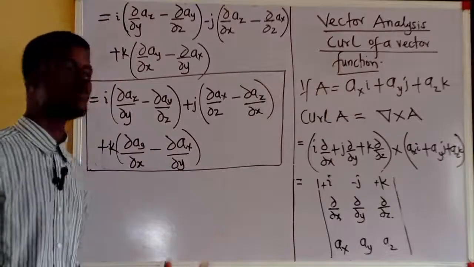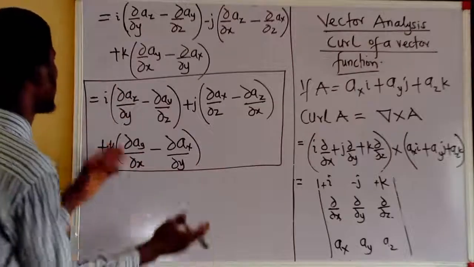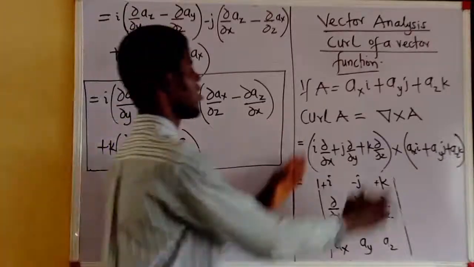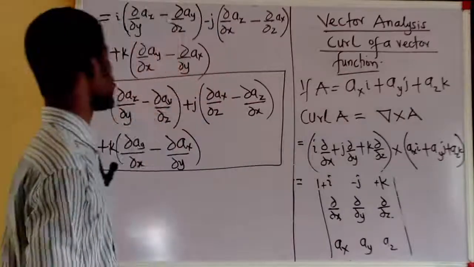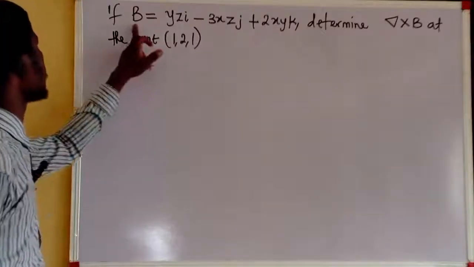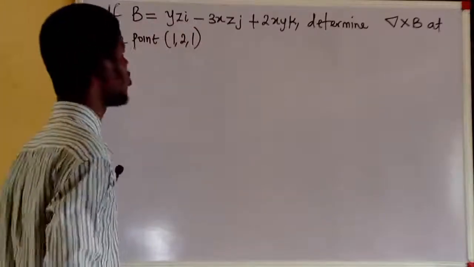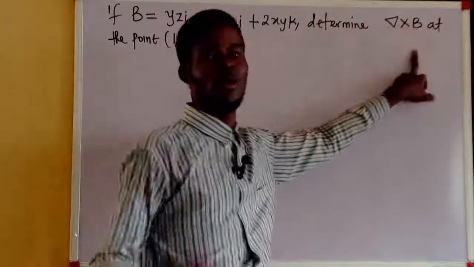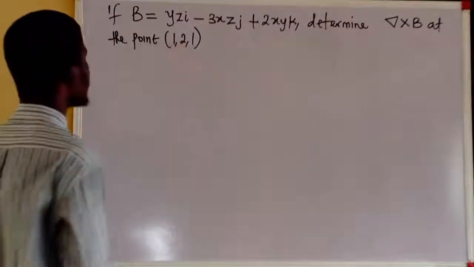So we can either choose to determine the curl of a vector function by directly applying the formula, or we can start the process from here. Whichever one we choose, we are still going to obtain the same answer. If we have a vector B that is equal to yz i plus 3xz j plus 2xy k, we have to determine del cross B, which is the curl of B, at the point (1, 2, 1). Solution.